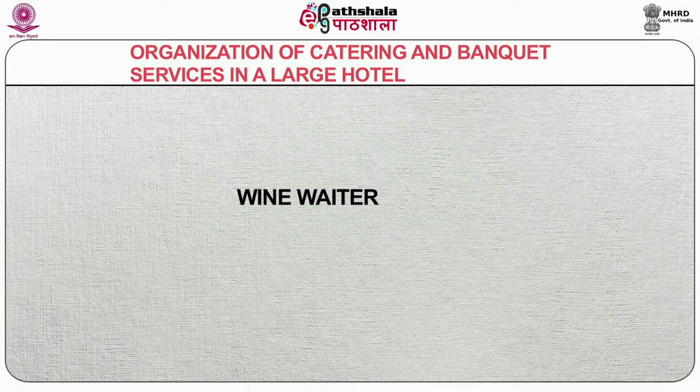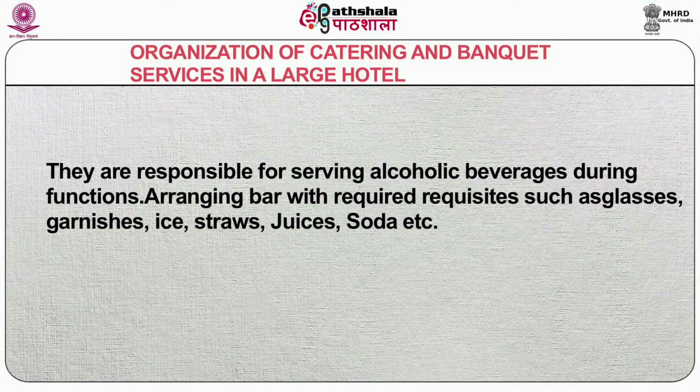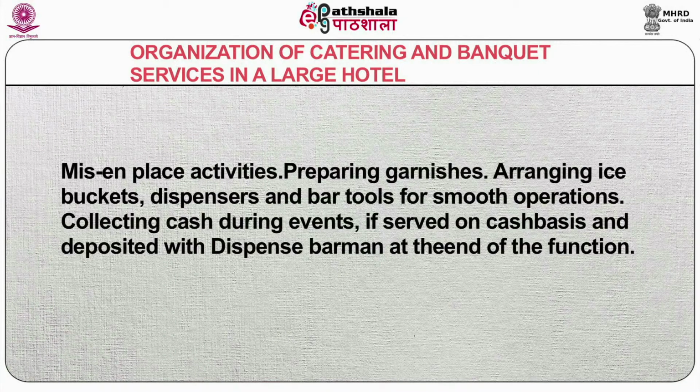Fourth, wine waiter. They are responsible for serving alcoholic beverages during functions, arranging the bar with required requisites such as glasses, garnishes, ice, straws, juices, mise en place activities, preparing garnishes, arranging ice buckets, dispensers and bar tools for smooth operations, collecting cash during events if served on a cash basis and depositing it with the dispense barman at the end of the function.